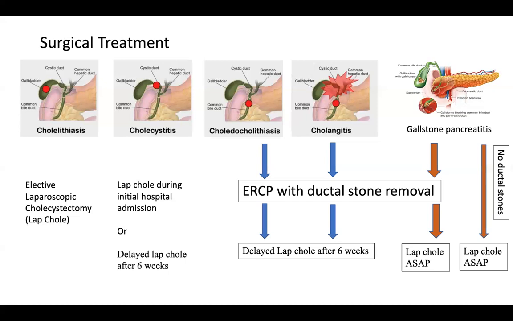After ERCP or spontaneous passage of stone, gallstone pancreatitis recurs 25 to 76% of the time. This is associated with a mortality rate of 10% and a major morbidity rate of up to 40%. So a lap chole should be performed as soon as possible. If you delay cholecystectomy more than 6 weeks, recurrence approaches 60%.